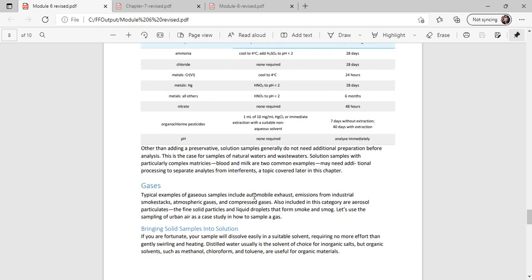And then you have your sample analyzed immediately, like pH. It cannot be preserved. Okay, then you have your gases.